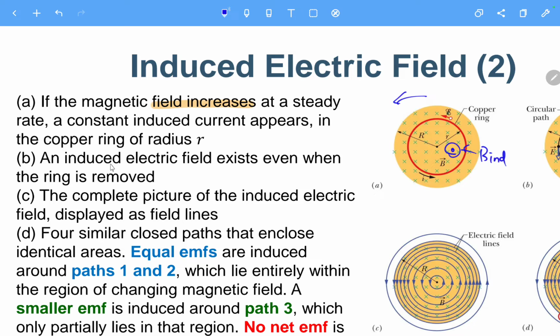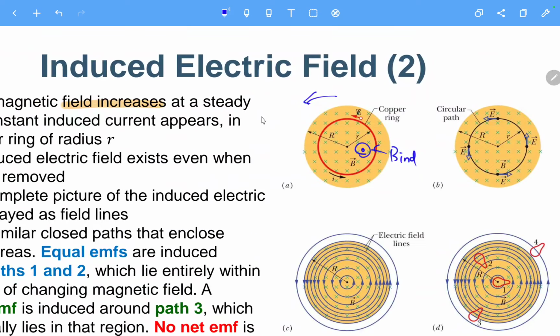For part B, an induced electric field exists even when the ring is removed. So it will generate an E field there. For different radii, it will still generate an E field, but of course with different magnitude. The part closer to the outside is stronger. The part closer to the center is weaker.